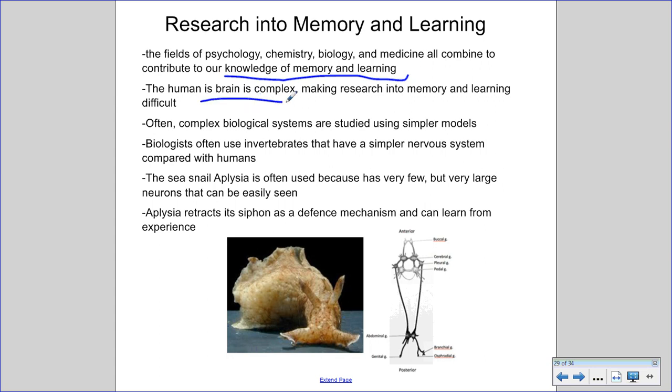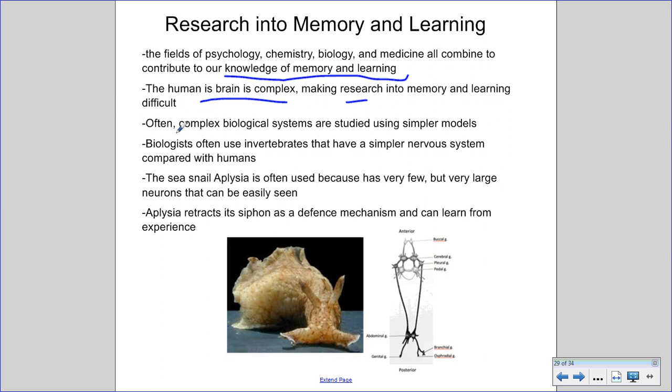So the human brain is complex, and it's considered one of the last great frontiers in biology. It's not well understood how memories are created, how they're stored, how they're retrieved. So that human brain is very complex, which makes research into memory and learning difficult.